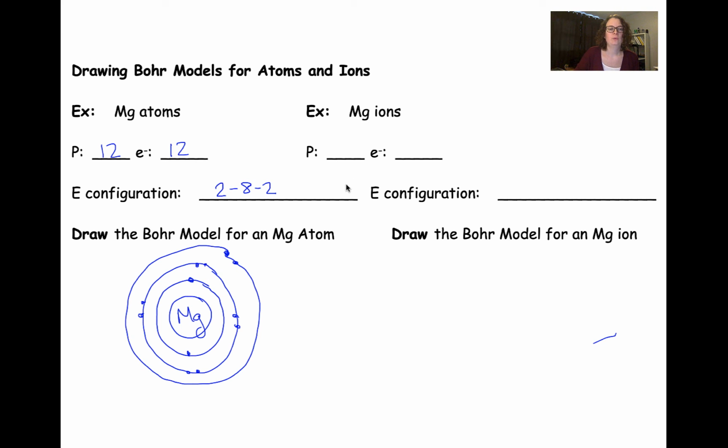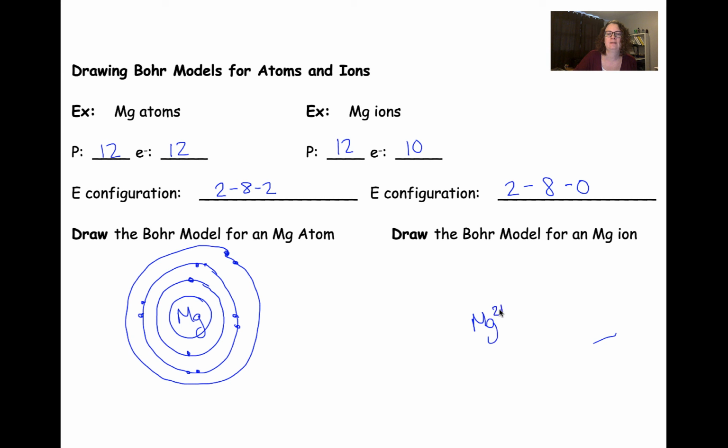We can also do this for an ion. A magnesium ion will have 12 protons, but only 10 electrons. The electron configuration for this isn't on the periodic table, but we can figure it out. Electrons, when they leave, are going to leave from the last shell that they entered. So we lose our electrons from our last energy level. We can write our electron configuration as 2, 8, 0 to indicate that we've lost electrons from that shell, or we can just leave the 0 off. Then we can draw our Bohr model.